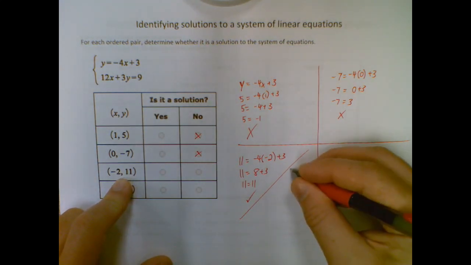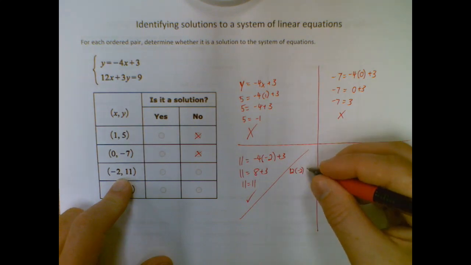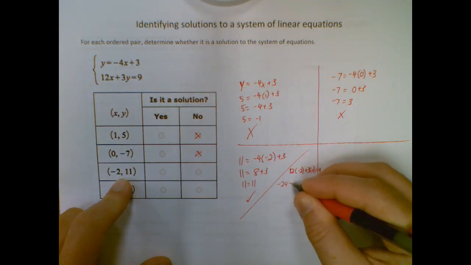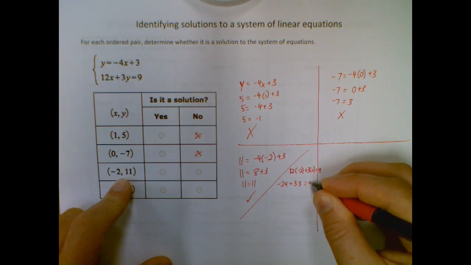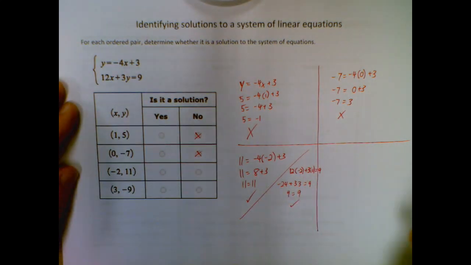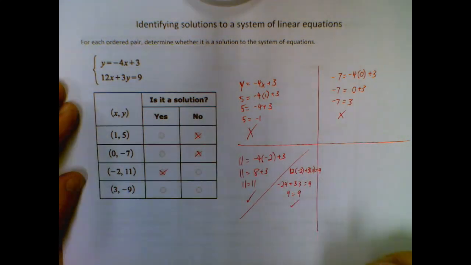So I have 12 times negative 2 plus 3 times 11 equals 9. So negative 24 plus 33 equals 9. And that does appear to give me 9 equals 9. Which both work, so that is a yes because I got 2 check marks. It works for both of them.